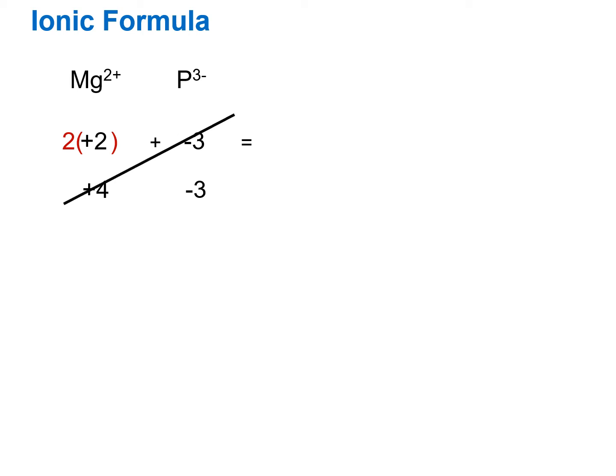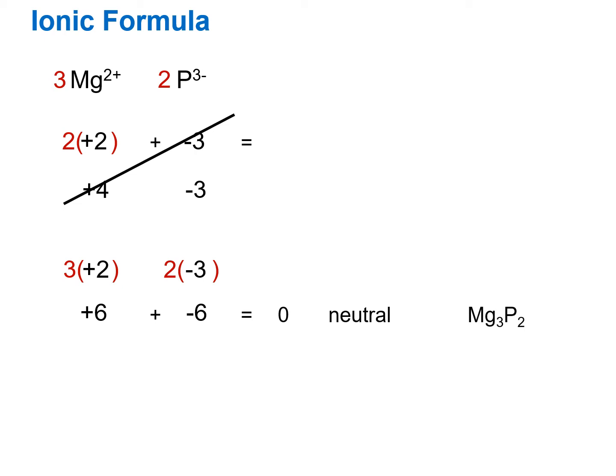So, what does that mean? Well, it means we can mess around with this until we stumble across the right answer. Or if you happen to be some sort of a savant and recognize that 2 and 3 have something in common. So, if we were to double the 3 and triple the 2, we could actually come up with a positive 6 and a negative 6. And that would give us our neutral that we're seeking, right? Then we would have to communicate that we need 3 magnesiums and 2 phosphides. And then we could put that in a formula that looks like this. Magnesium 3, phosphide 2.